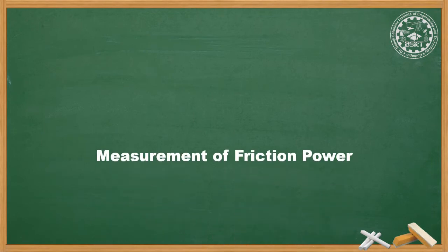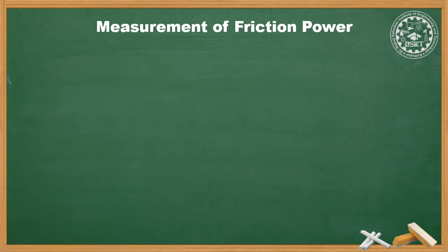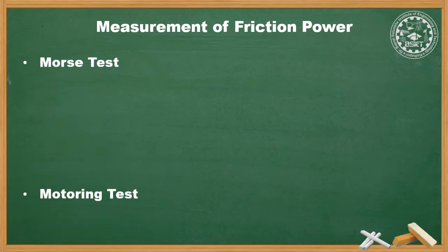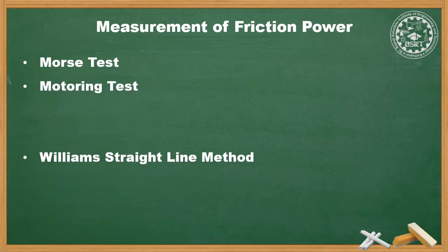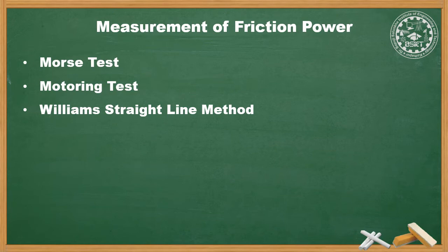The different types of measurement of friction power are: number 1, the Morse test; number 2, motoring test; and number 3, Williams straight line method. These are the three types of measurement of friction power. Friction power is usually given by indicated power minus brake power. From these three types, the Morse test is the most important and the easiest type of measurement of friction power, which we are going to see in the further part of this session.